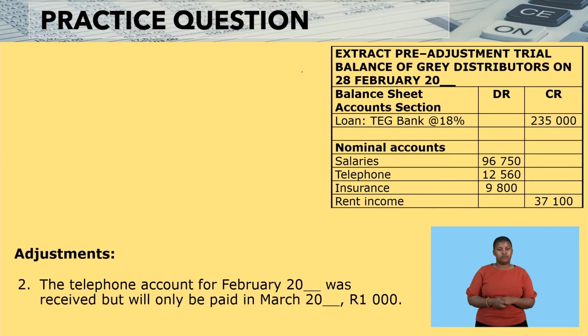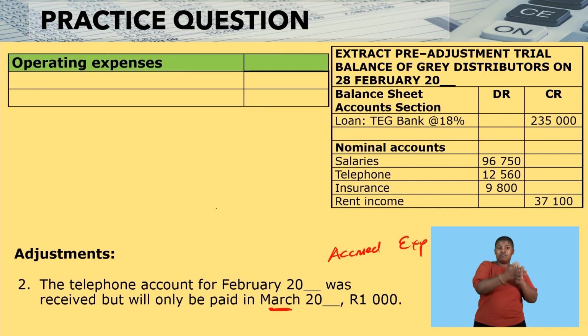The next adjustment reads, the telephone account was received but will only be paid in March. March is the next financial period. Therefore, this means we have not paid for this telephone account. So we have an accrued expense. And when we have an accrued expense, remember, we must record it in our statement of comprehensive income.